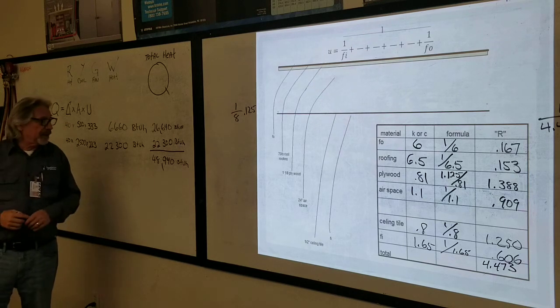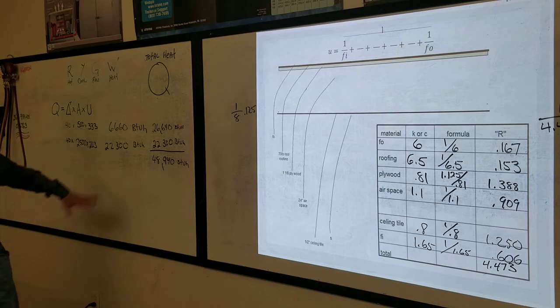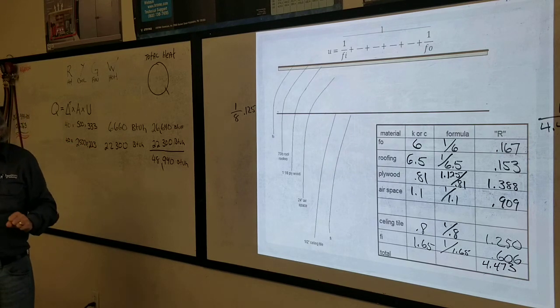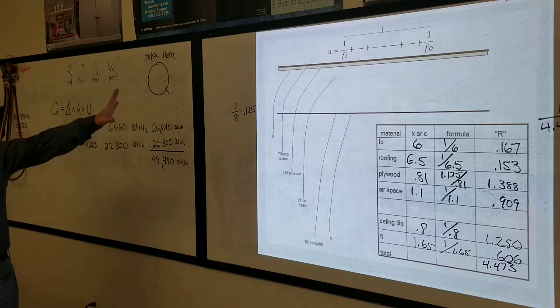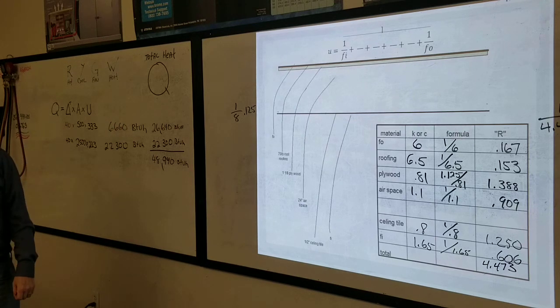Okay, 48,000 BTUs. How many tons is that? How many BTUs in a ton? 4 ton. So that building that we're looking at, 4 ton of air conditioning. That's no windows, no lights, no door. Just a dark building with 4 walls and a roof.